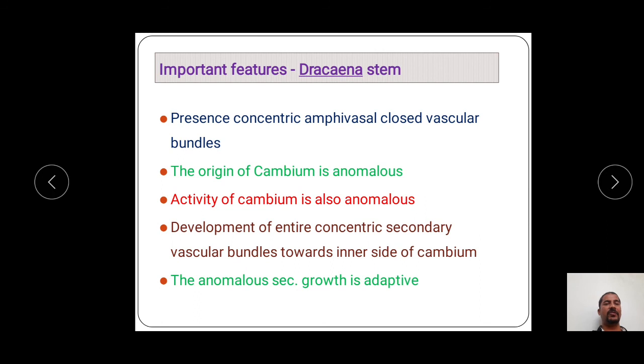Then the development of entire concentric secondary vascular bundles towards the inner side of the cambium, and overall the anomalous secondary growth in Dracaena stem is of adaptive type because it helps in the woody structure or arborescent habit of the Dracaena stem.